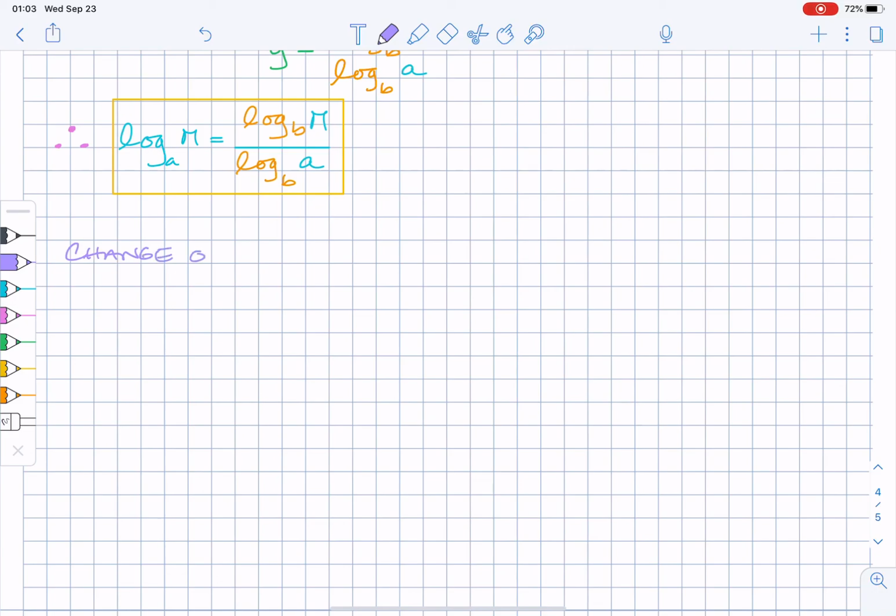Okay, so change of base. It is simply that log base a of m is going to be the quotient log base b, some other base, of the argument over log base b of the previous base. So the way I remember this is m is over a in both cases. So that does help.